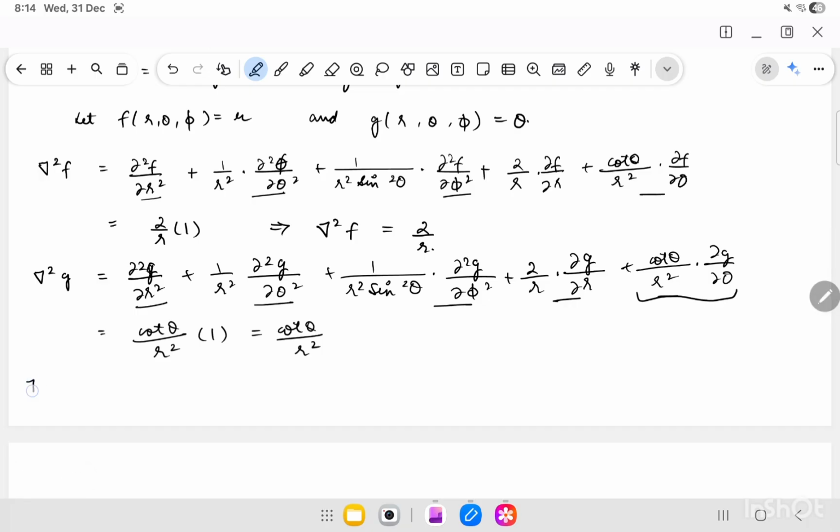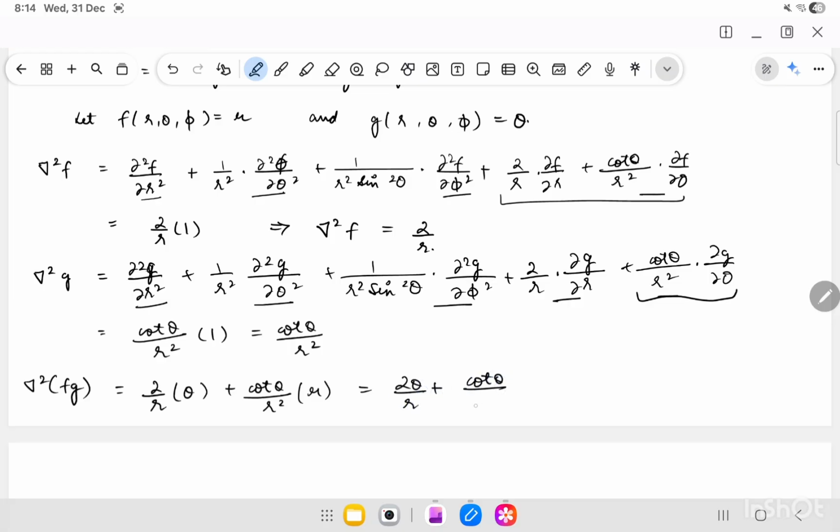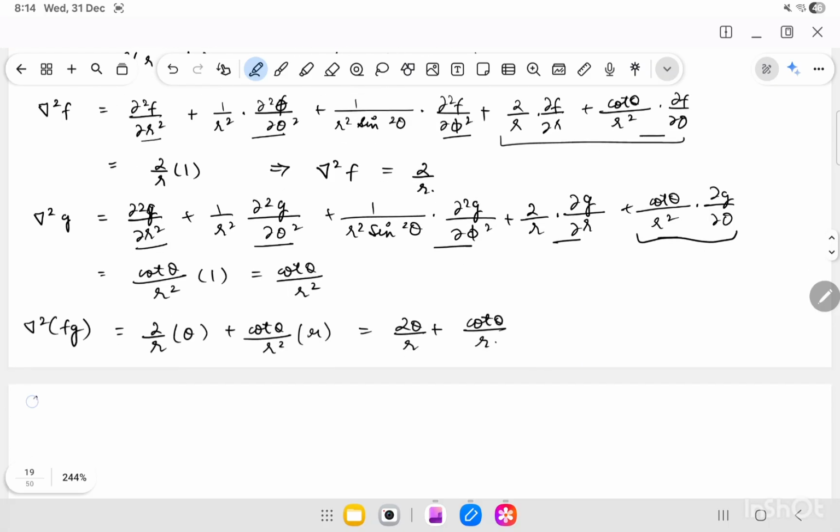And if I evaluate del square of fg, that is r theta, we'll be left with the last two terms only, so it will be equal to 2 by r times theta plus cot theta divided by r square times r, which is equal to 2 theta divided by r plus cot theta divided by r. Now let's evaluate the expansion as well, that is f times del square g plus g times del square f plus 2 times del f times del g.